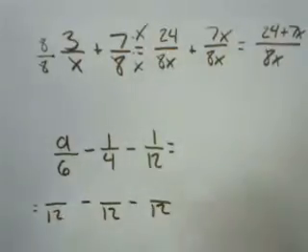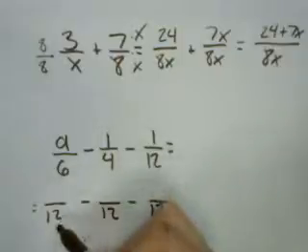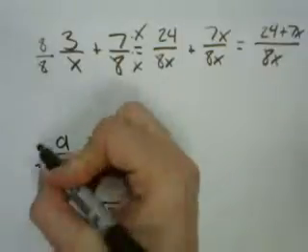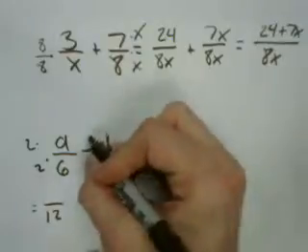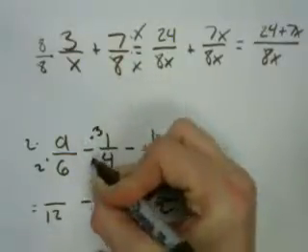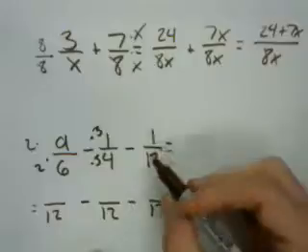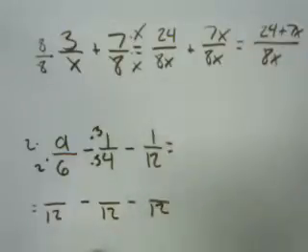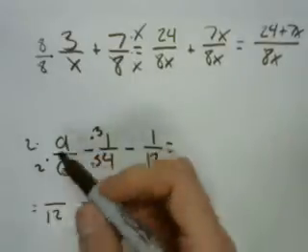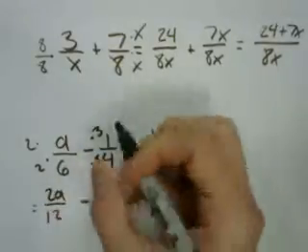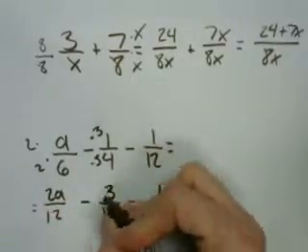So here I have to ask myself, what do I multiply to 6 to get 12? Well, that's a 2. What do I multiply to 4 to get 12? That's a 3. And what do I multiply to 12 to get 12? Well, that's just a plain old 1, and that just remains the same. So here 2 times a is 2a, and 3 times 1 is 3.